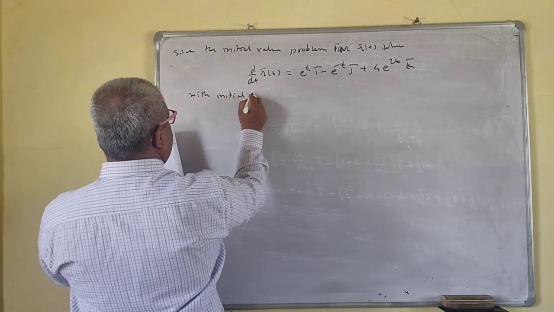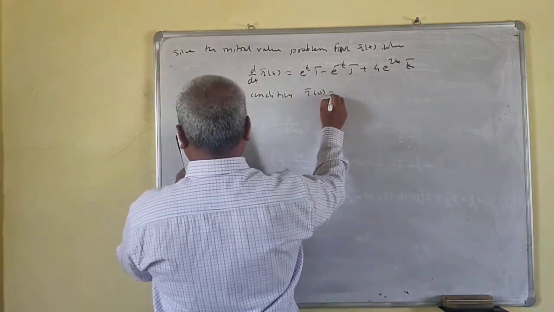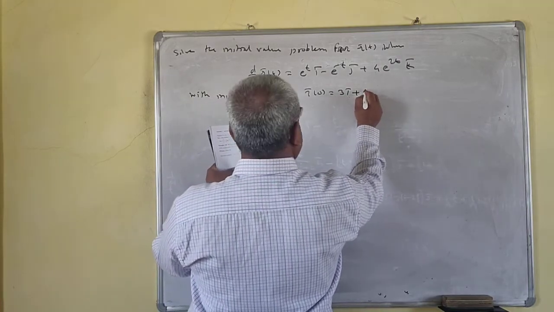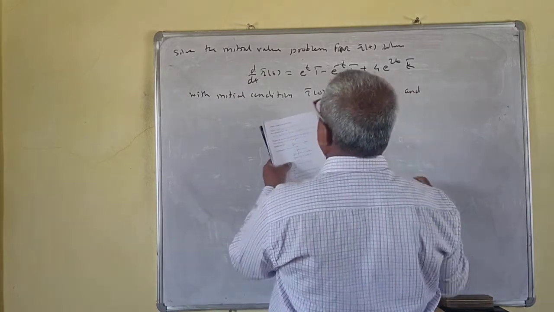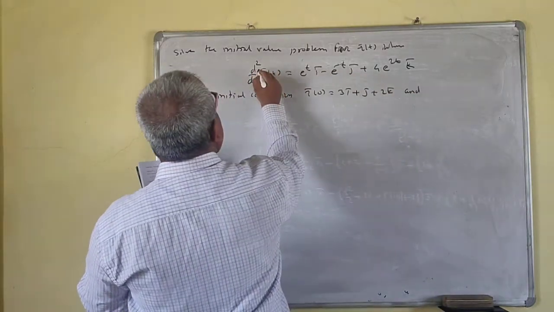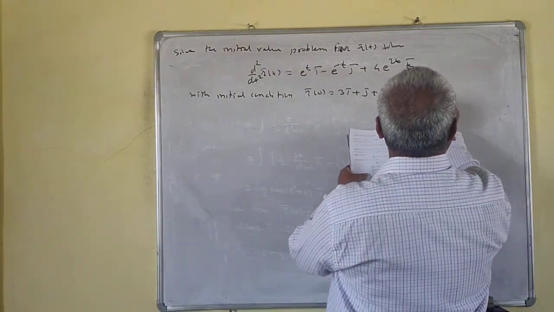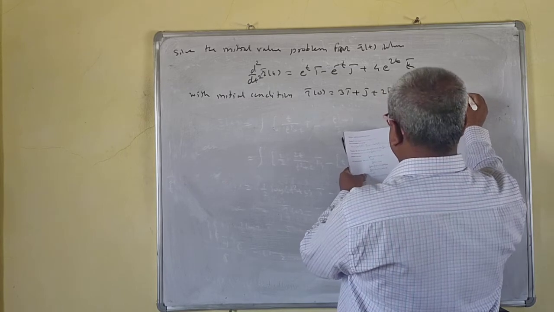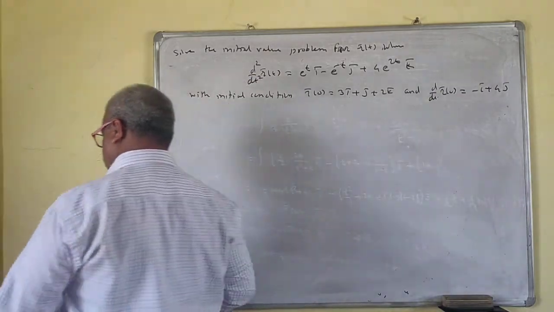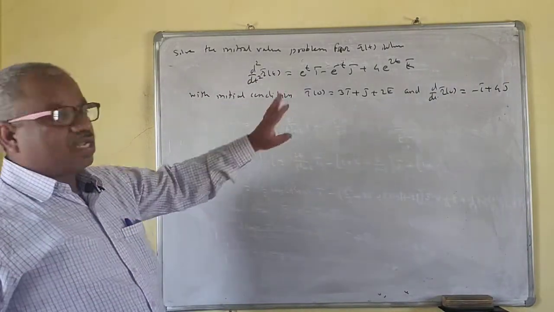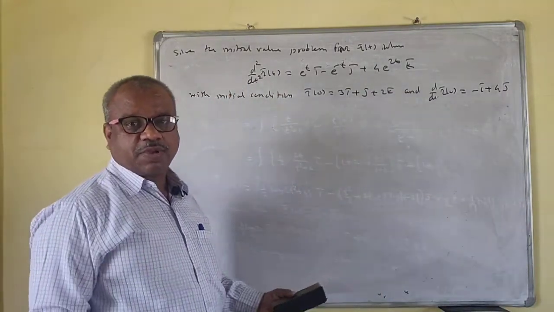with initial conditions r bar of 0 is equal to 3 i bar plus j bar plus 2 k bar, and d2 r bar by dt square is provided to you, and d by dt of r bar of 0 is equal to minus i bar plus 4 j bar. Two initial conditions, because the second derivative is provided to you, so you have to find the first derivative and then you have to find r bar of t.